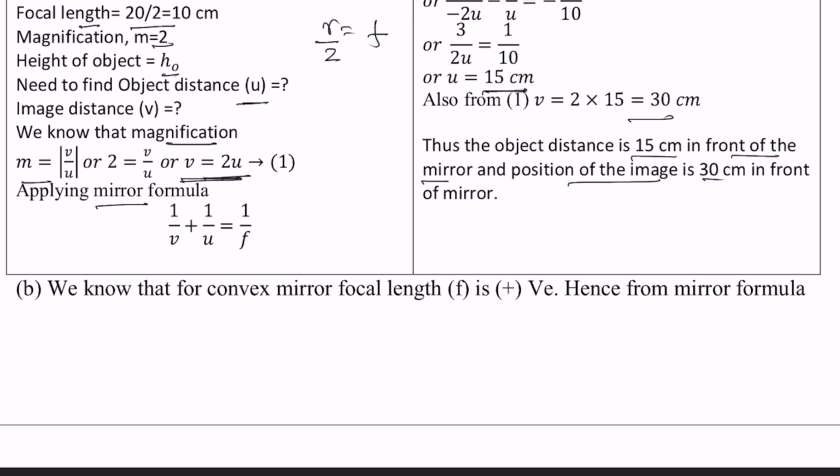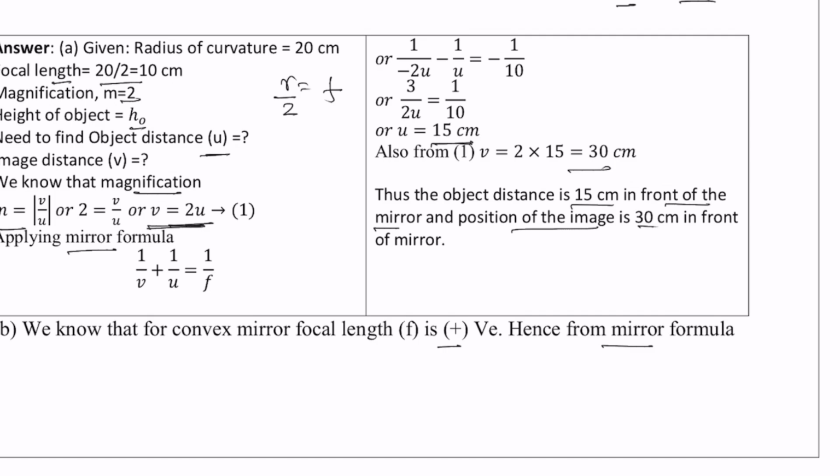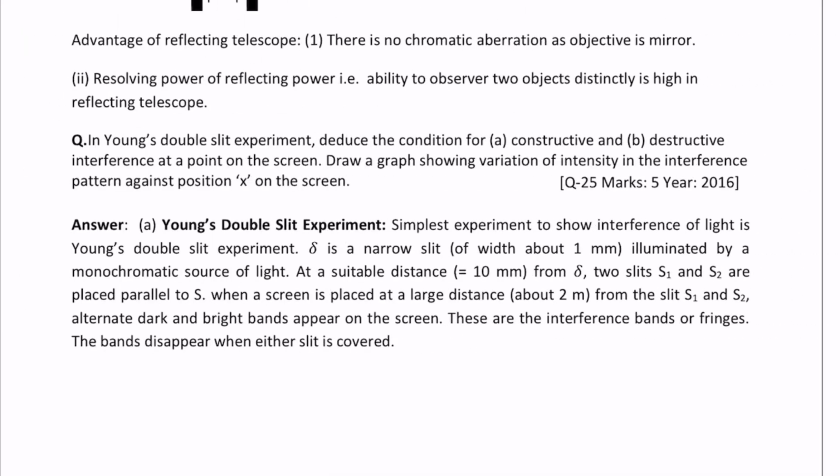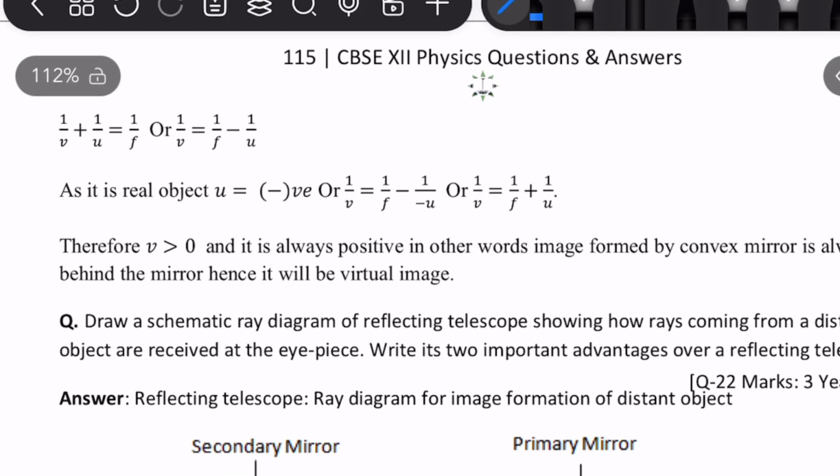Now, second part, using mirror formula, explain why a convex mirror always produces a virtual image. So we know that the convex mirror focal length is positive. Hence, from the mirror formula, 1/V + 1/U = 1/F. As the object is real, U is, by coordinate convention, always negative. So 1/V = 1/F - 1/U, that is, 1/V = 1/F + 1/|U|.